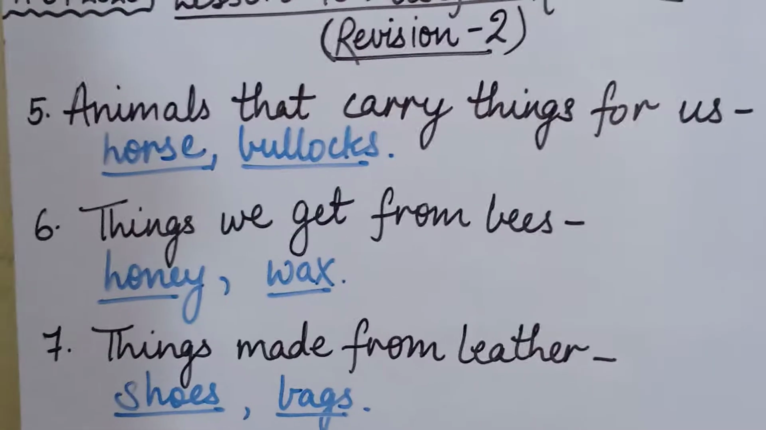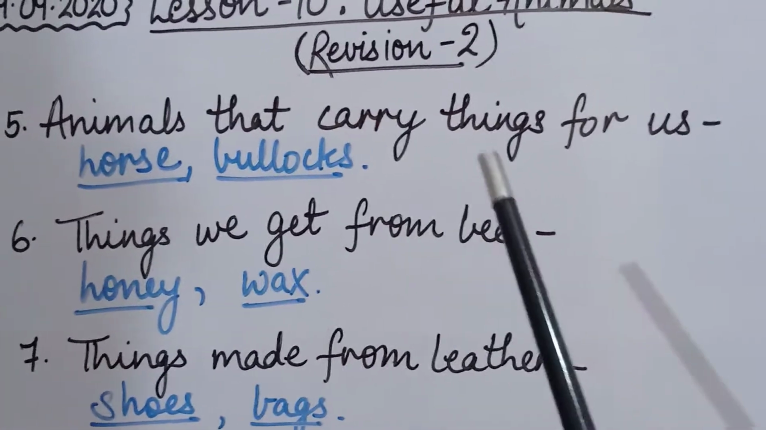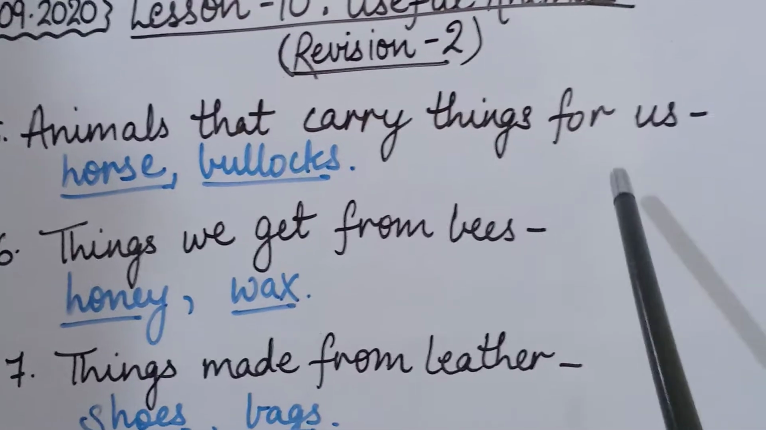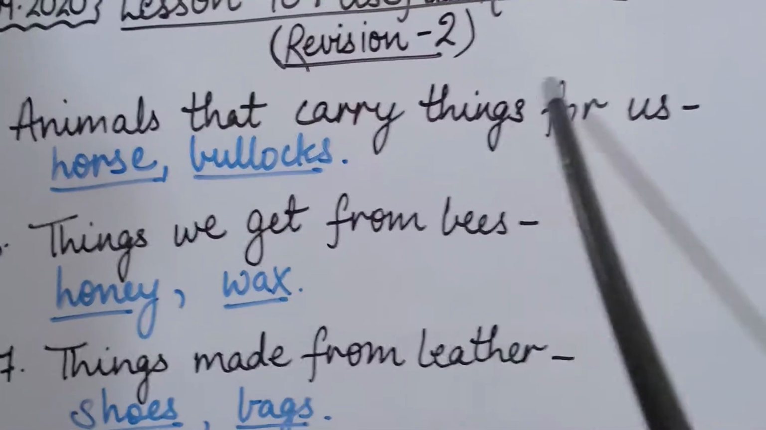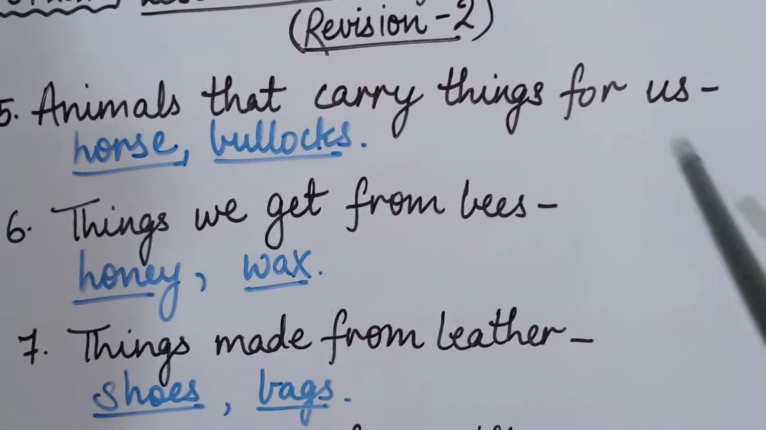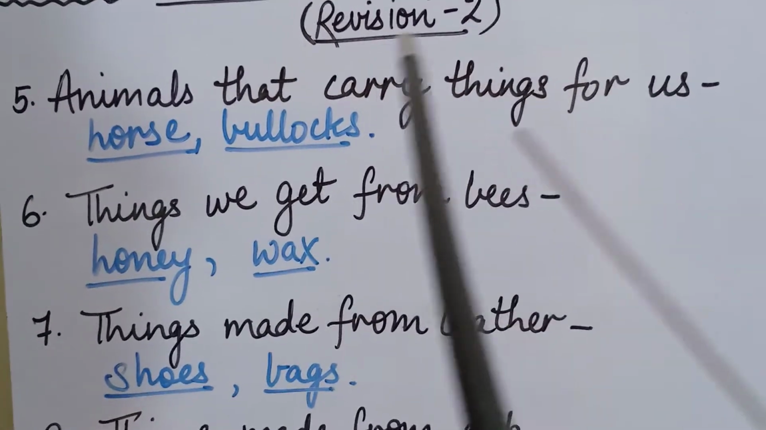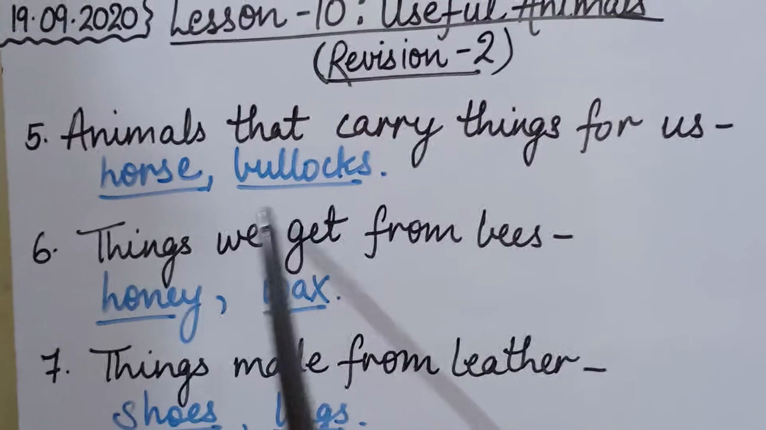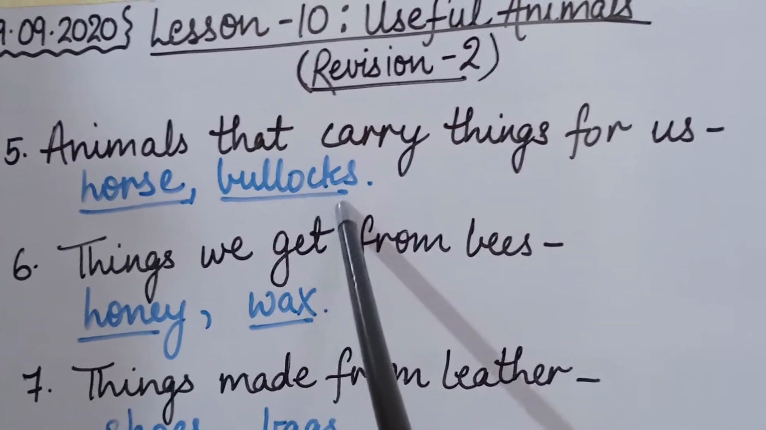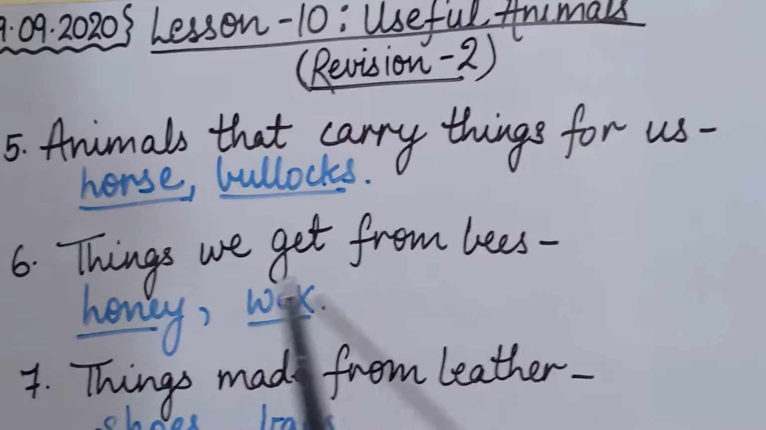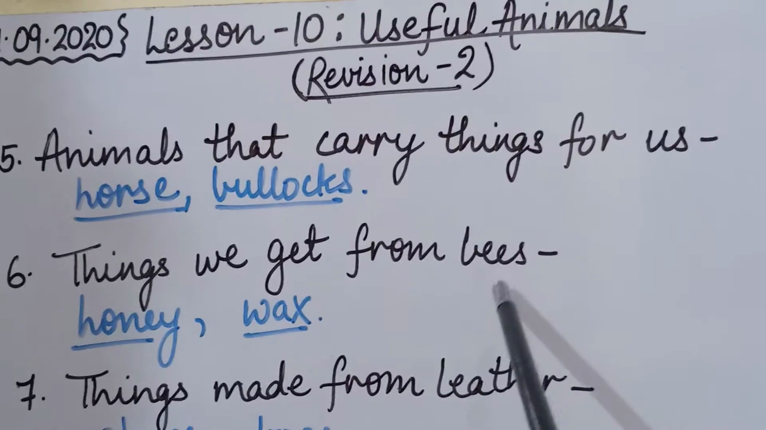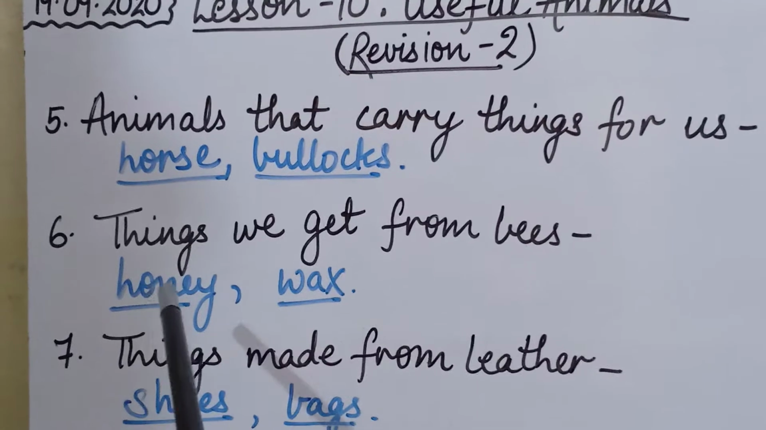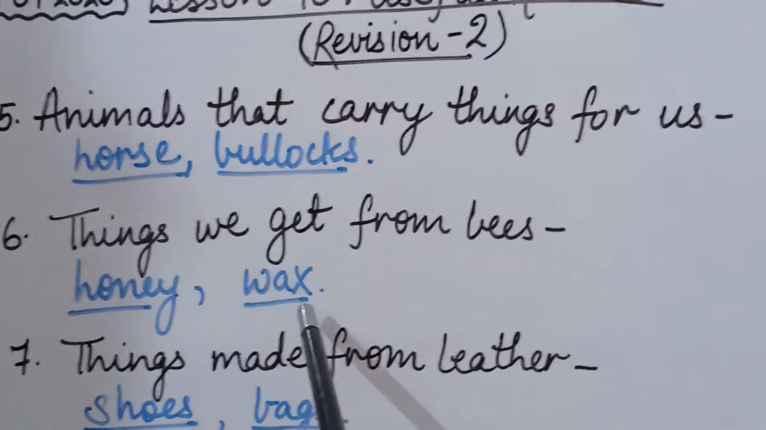Now coming to the fifth question, that is animals that carry things for us. वो two animals के नाम लिखने हैं जो हमारे लिए चीज़ों को कैरी करते हैं एक जगह से दूसरी जगह, from one place to another. So those two animals are horse and bullocks. HORSE, BULLOCKS. Now the sixth one is things that we get from bees. Bees से हमें two things कौन सी मिलती हैं? We get honey, HONEY, and wax, WAX.